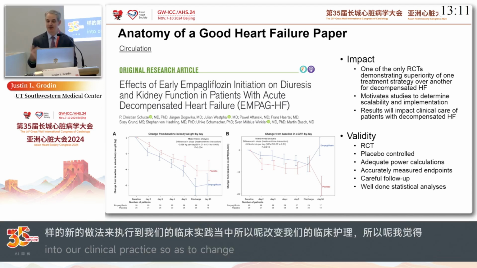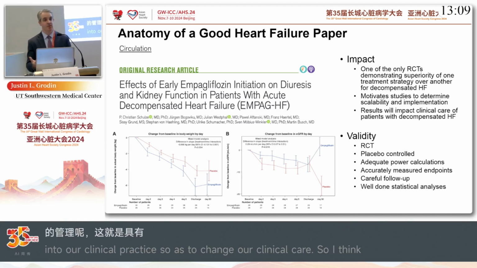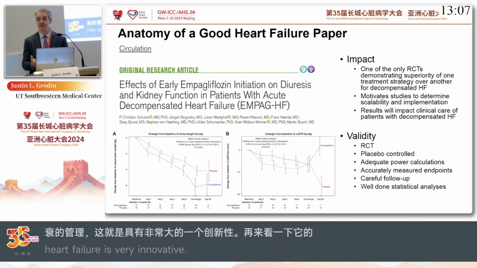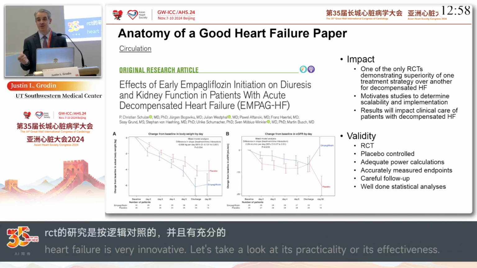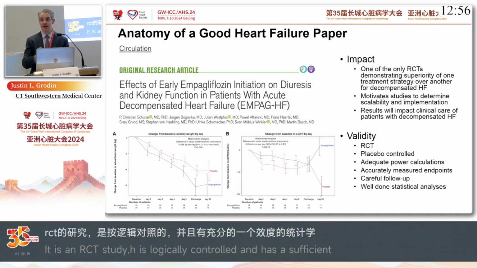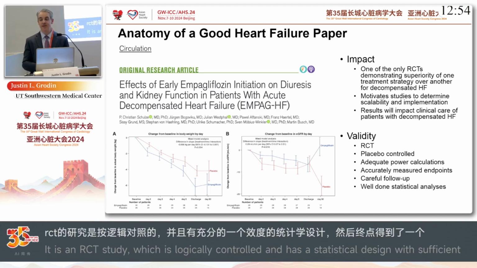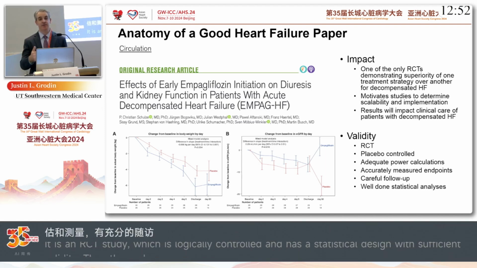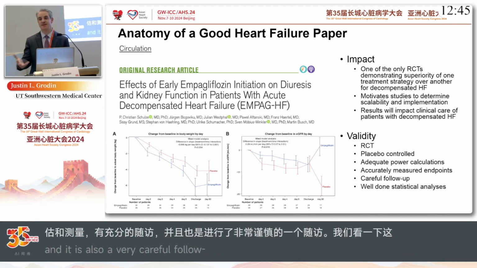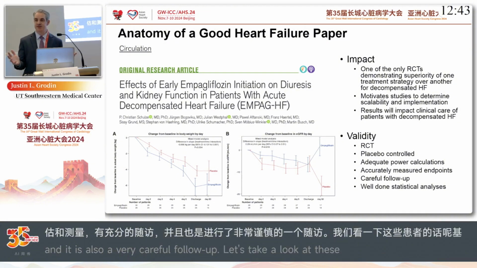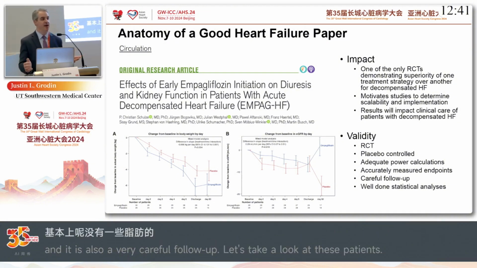Now, when we talk about validity, as I mentioned, this was an RCT. This is placebo-controlled. The power calculations, as I mentioned on the last slide, were more than adequate. The endpoints were carefully measured, and they were accurately measured, and they described all these in the methods. There was careful follow-up, so patients were followed almost completely; nobody was lost to follow-up. And then, of course, the statistical analyses were appropriate and very well done.